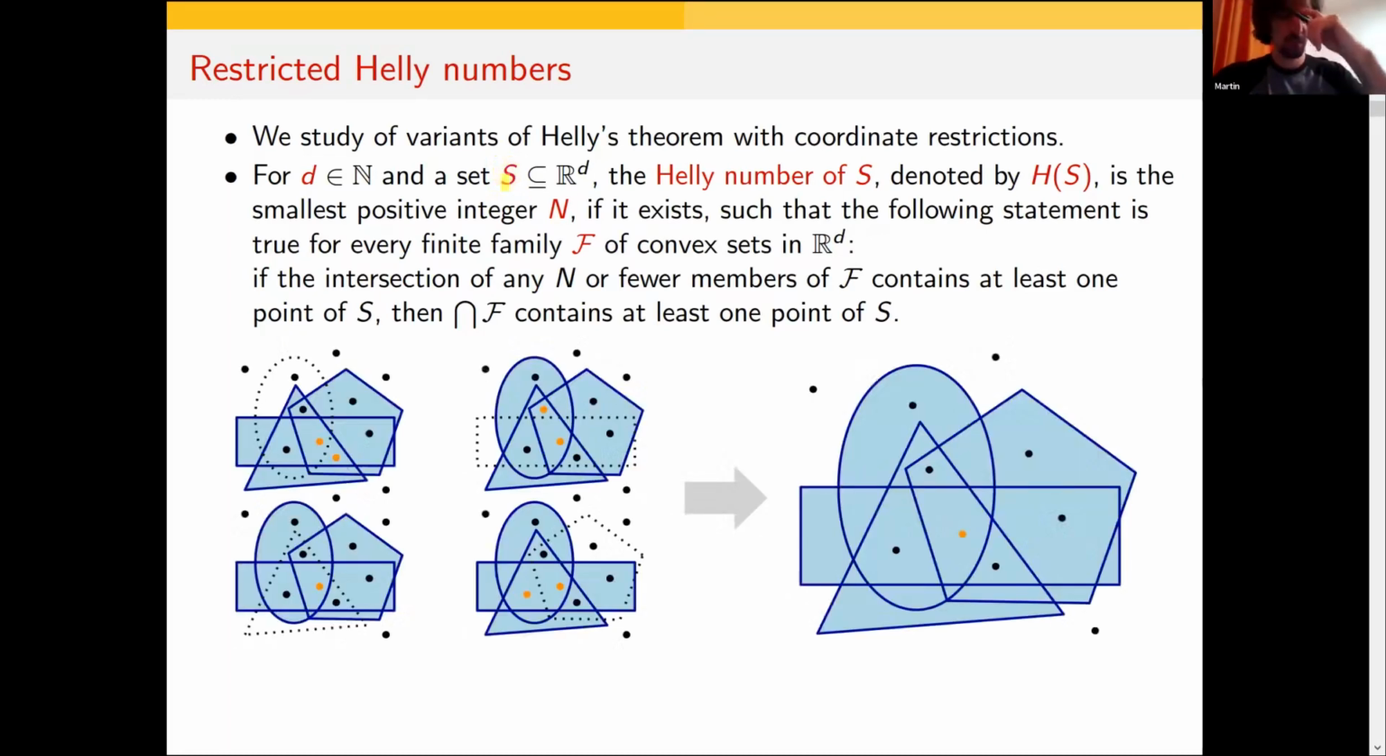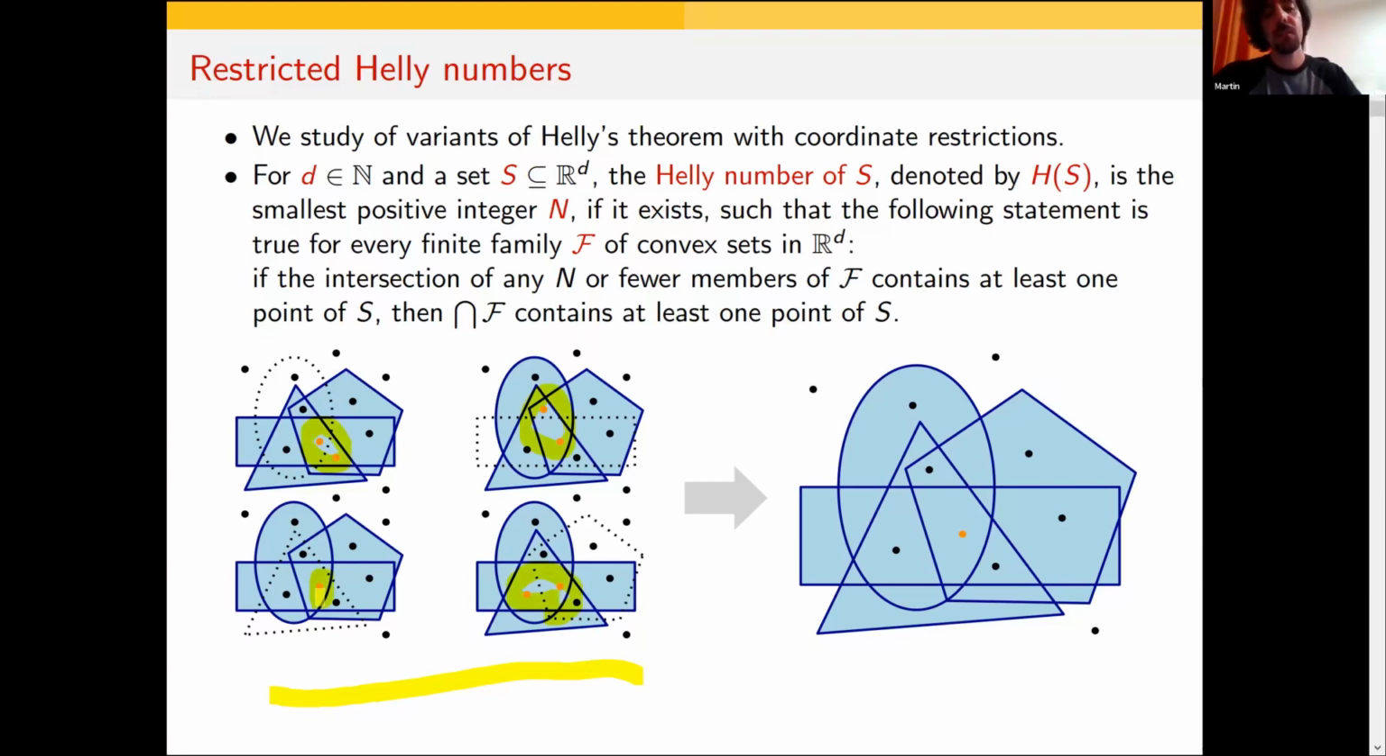So let me again show you a picture which, I hope, illustrates this statement. So here we have a finite family of convex sets. As you can see, the triples have non-empty intersections, and they always contain points from our fixed point set, which is denoted by these orange and black dots.